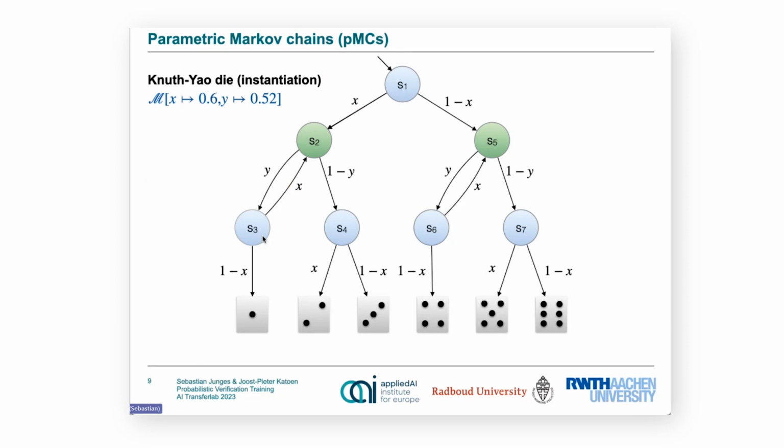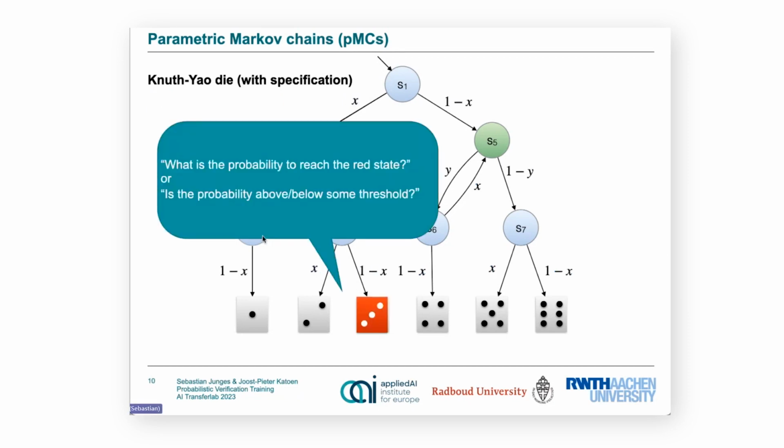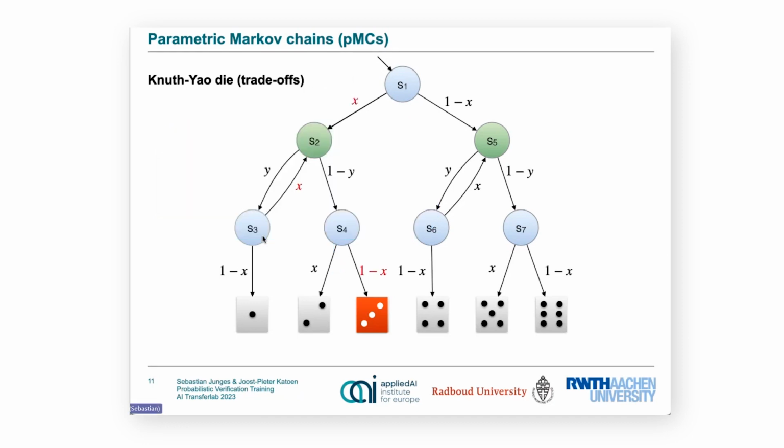Now, in order to get back from a parametric Markov chain to a concrete Markov chain, we can replace these parameters by what we call an instantiation. So replacing x by 0.6 and y by 0.52, in every individual transition, we obtain a precise Markov chain again. So the typical question was, what is the probability to reach the red state, or is the probability above or below some threshold? And in order to answer that question, that now really depends on the parameter values, right? And this is not so easy to answer.